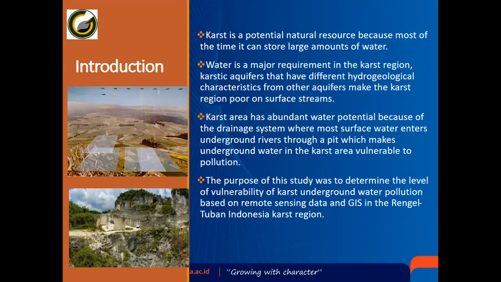Why are we going to use remote sensing data and GIS? Remote sensing data is especially used to detect land cover, and land cover is associated with underground water. When land cover is damaged, it causes pollution of underground water in karst.